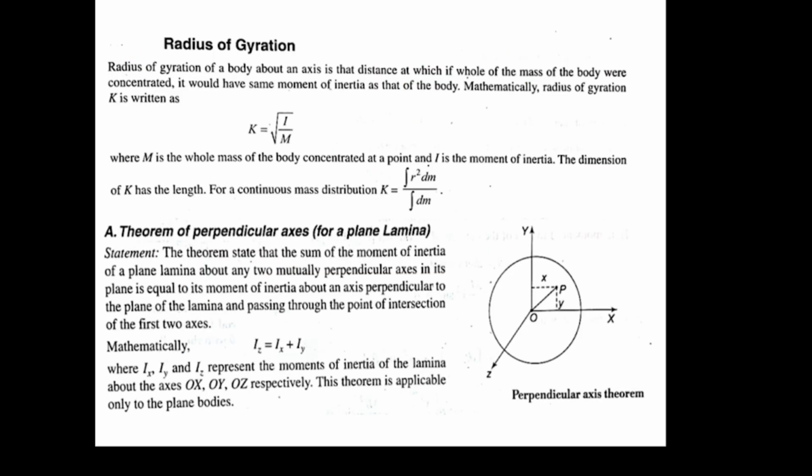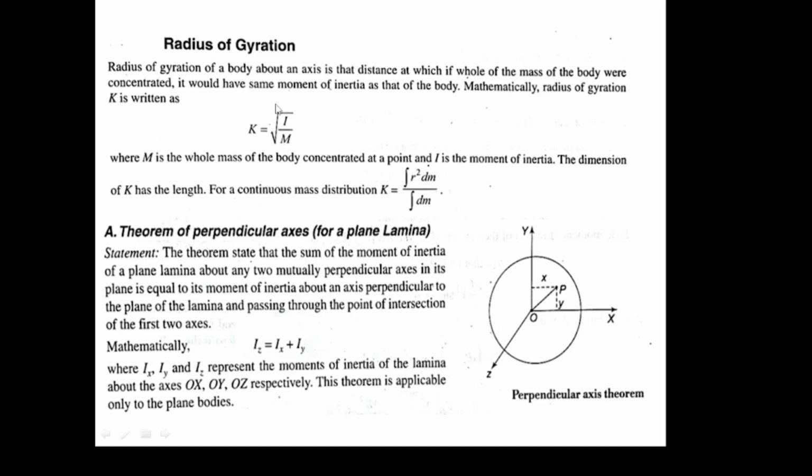Now we will define another parameter, called the radius of gyration. The radius of gyration of a body about an axis is that distance at which, if the whole mass of the body were concentrated, it would have the same moment of inertia as that of the body. That means the radius of gyration k is equal to the square root of I by m.